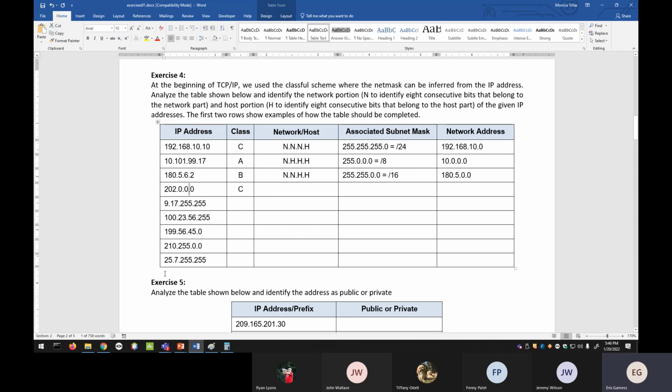The separation is here. On the left side, we have the network portion. On the right side, we have the host portion. So it will be network portion, network portion, network portion, host portion. So the net mask, sorry, it's not that. Network portion, network portion, network portion, host portion, which will be /24.